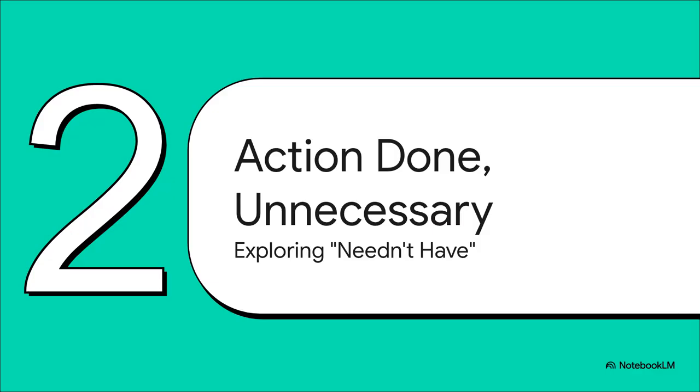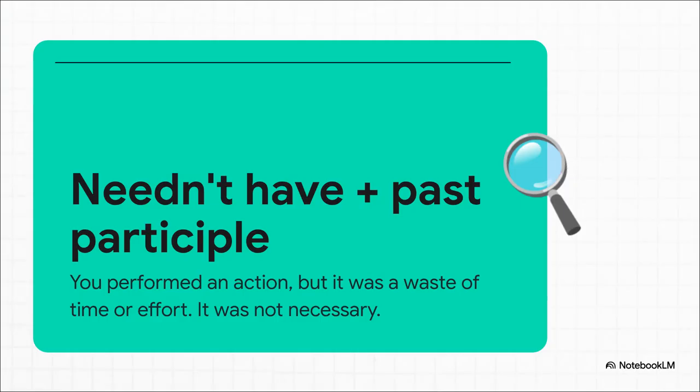All right, let's tackle the first one, needn't have. We're diving into that world where you put in all the effort, you do the thing, only to find out later that you didn't have to at all. So the rule is pretty straightforward. You use needn't have and then the past participle of the verb. Words like gone, bought, or worried. The key thing to remember is this is always about something that already happened. And yeah, it usually comes with a little hint of, why did I bother? That feeling of wasted effort.